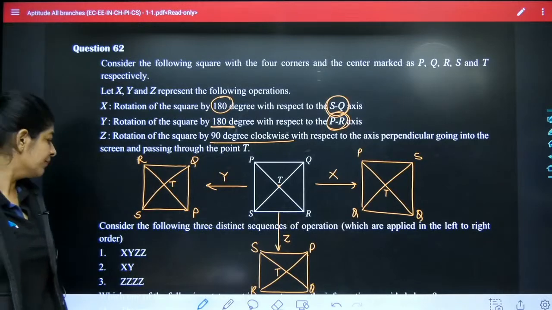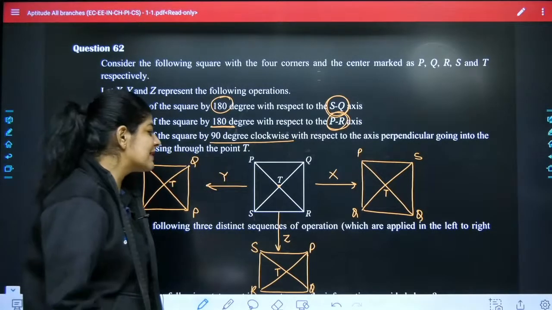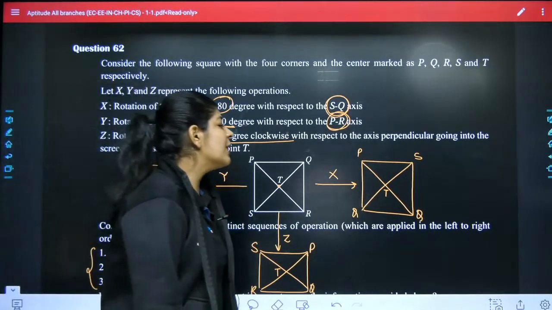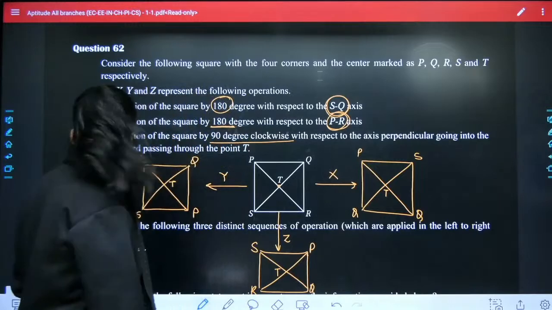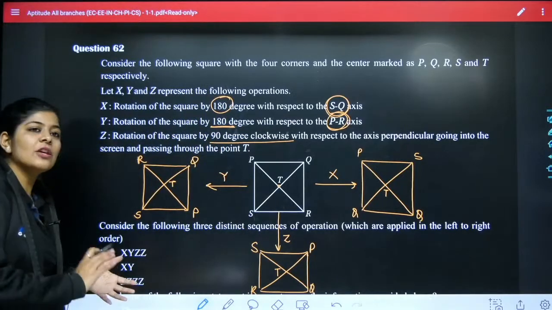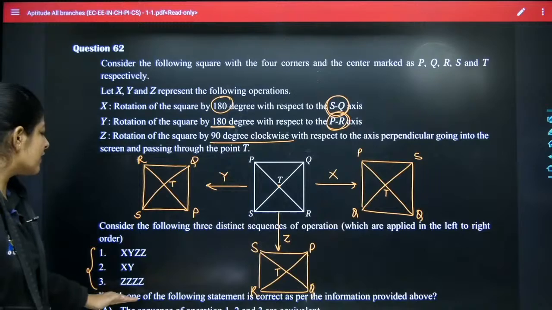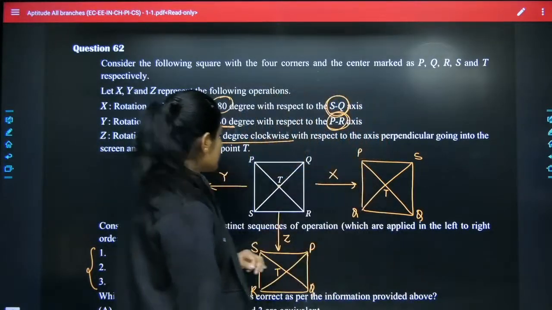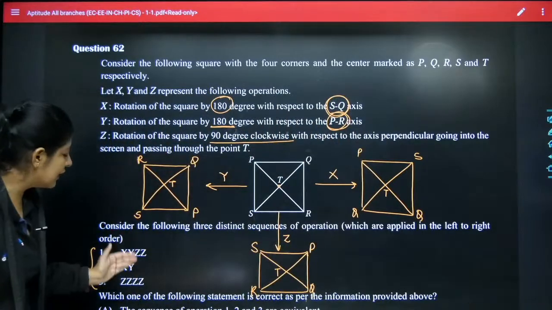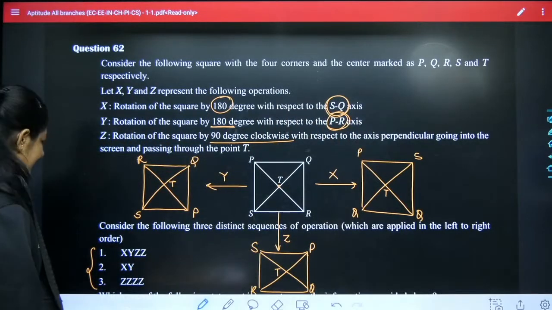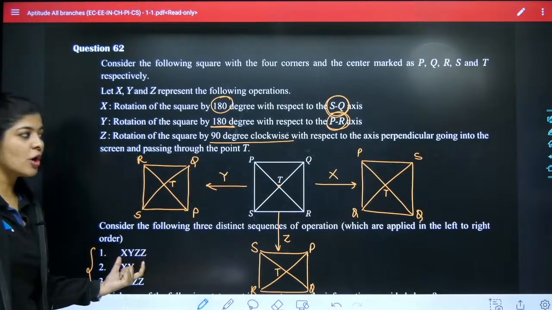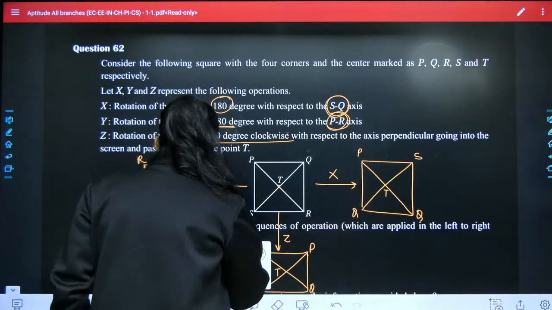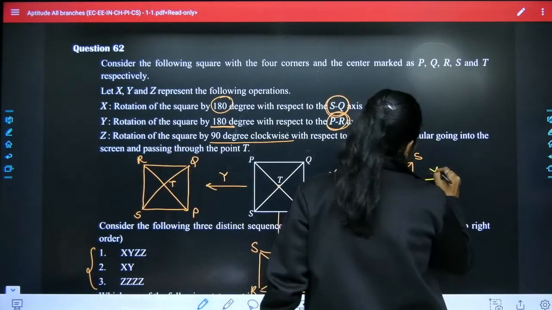Now consider the following three distinct sequences. Here we have three different sequences of operations which are applied in left to right order. Now in the options, we need to find which one of the following statements is correct as per the information provided above. So first we need to check which operations are similar. First we check the first sequence. We already applied operation X here. Now in this we applied operation Y.